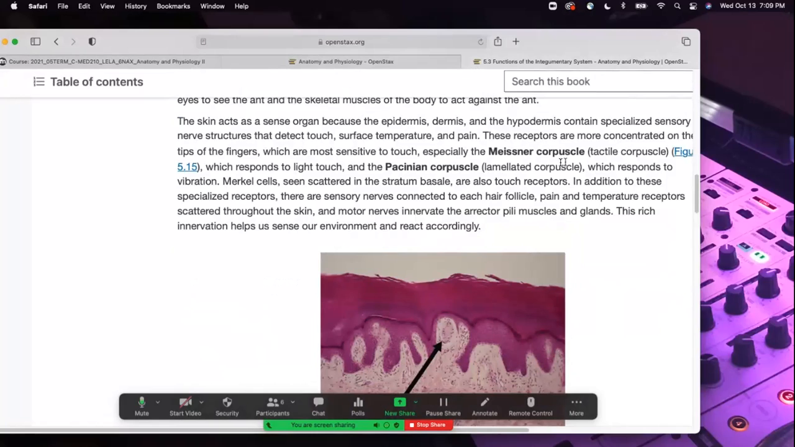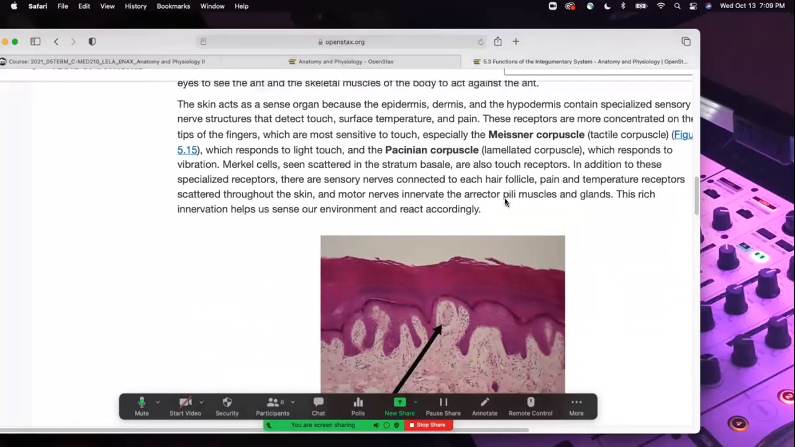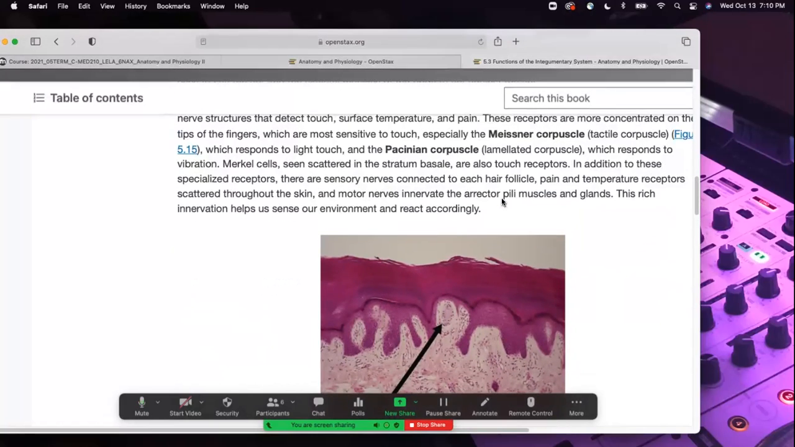We mentioned the Meissner's and Pacinian corpuscles. And remember, Meissner's, tactile corpuscle, light touch. Pacinian, that's the one that's deeper, and that's your deep touch. And the Meissner's, remember, they're closer near the epidermis up here, and the Pacinian all the way deep in the dermis.